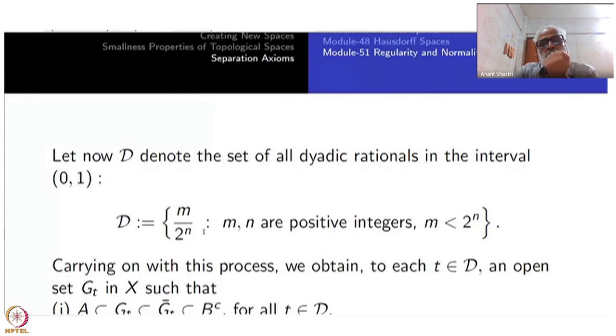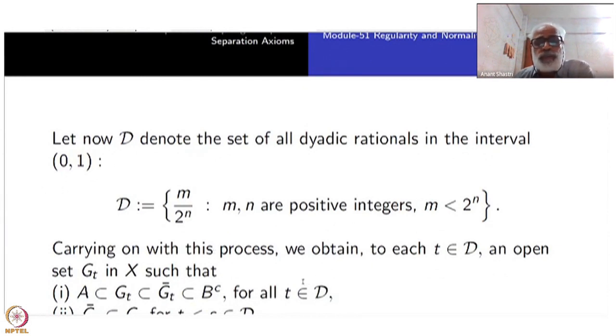Namely, integer divided by 2 power n, m over 2 power n, where m and n are positive integers, and m less than 2 power n. You can take m to be only odd numbers if you like. If there is some power, you can cancel out. But I want m to be less than 2 power n already. Okay, carrying on with this process, we obtain to each number here an open subset G_t.